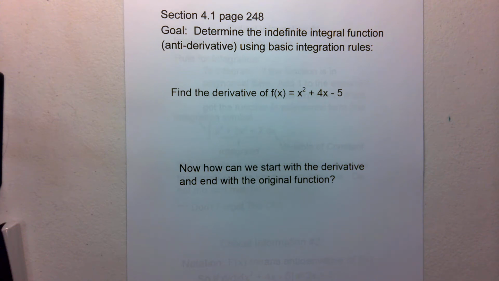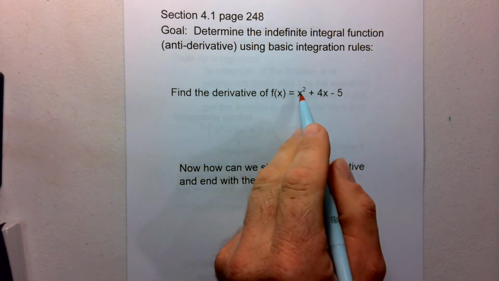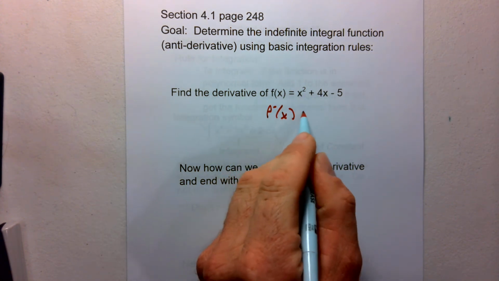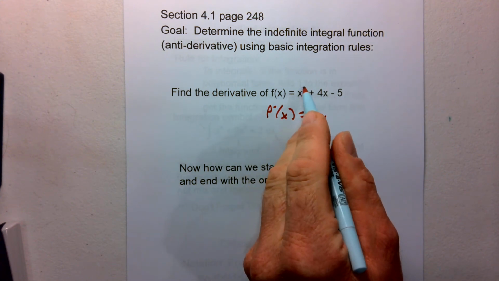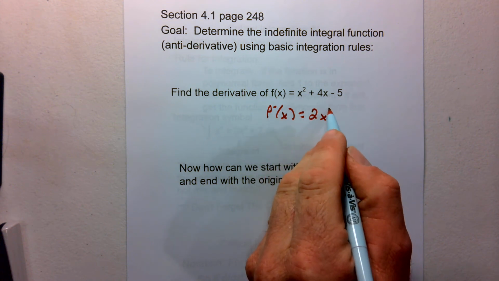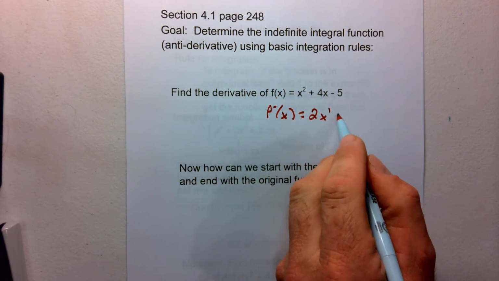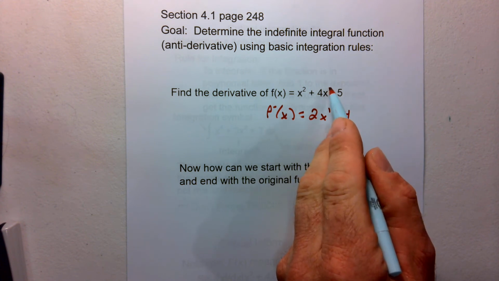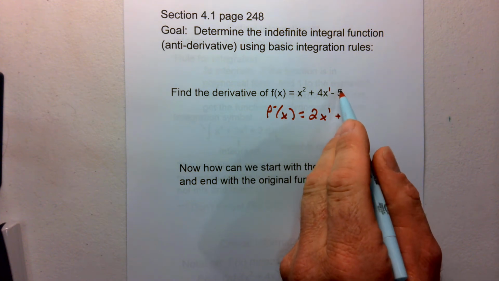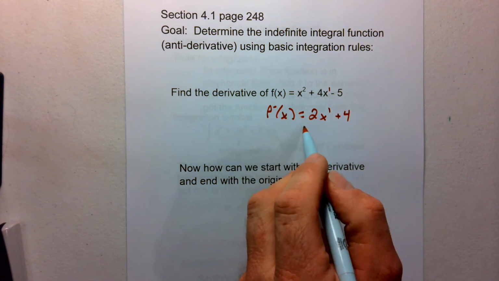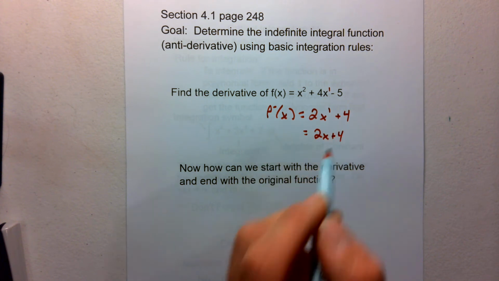Before we look at the antiderivative, I want to remind us how we find the derivative first. If you recall, we called it f prime of x. We found the derivative of x squared, which would multiply the 2, the exponent, to the front, and then decrease the exponent by 1. So we got 2x to the first. The derivative of 4x was 4, because we had it to the first: 1 times 4 gives us 4 times x to the 0, which was 1. And then minus the derivative of 5, which is 0. So our derivative was 2x plus 4.